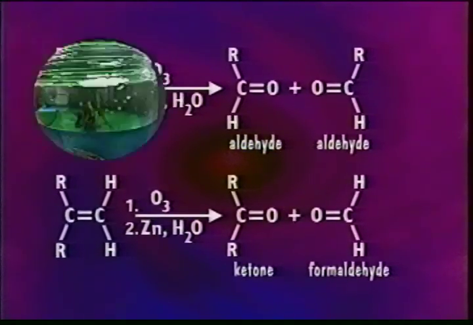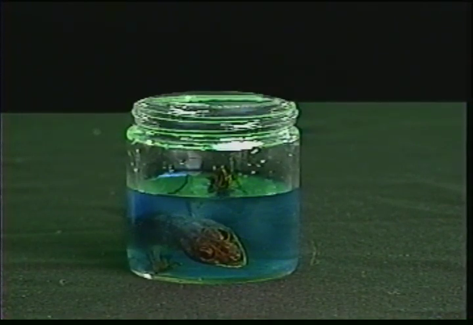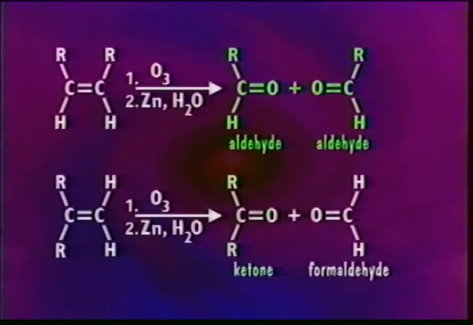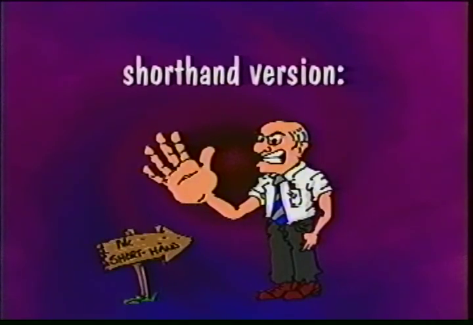You know formaldehyde. Formaldehyde is a member of the carbonyl family, just like other aldehydes and ketones. In formaldehyde, the carbonyl carbon isn't attached to any carbon substituent. It's only attached to 2 hydrogens. So, if our reactant alkene had 2 carbon groups, the 2 products of the ozonolysis reaction will either be 2 aldehydes or 1 ketone and 1 formaldehyde, depending on the placement of the substituents on the double bond. The shorthand version looks like this.